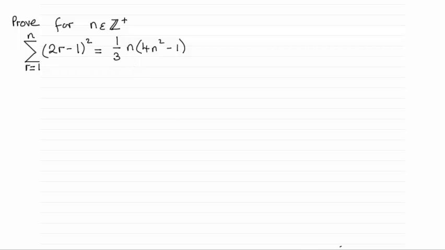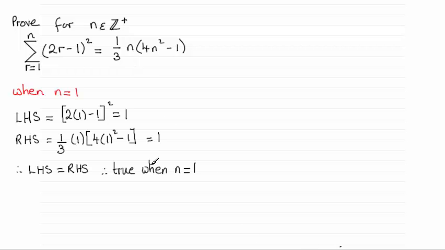So first of all, when n equals 1, if you substitute it into the left hand side here, you're going to have 2 minus 1, which is 1, 1 squared is 1, and then when you sum that, r going from 1 to 1, you're just going to have that one term, which ends up as 1. Substitute n equals 1 in the right hand side here, and you can see that it also comes to 1. So the left hand side is equal to the right hand side, and therefore it's true when n equals 1.